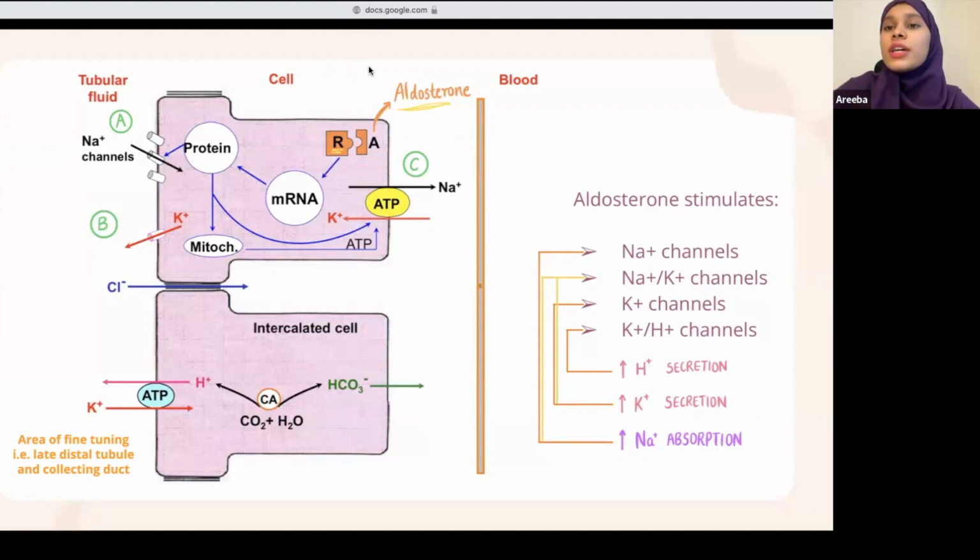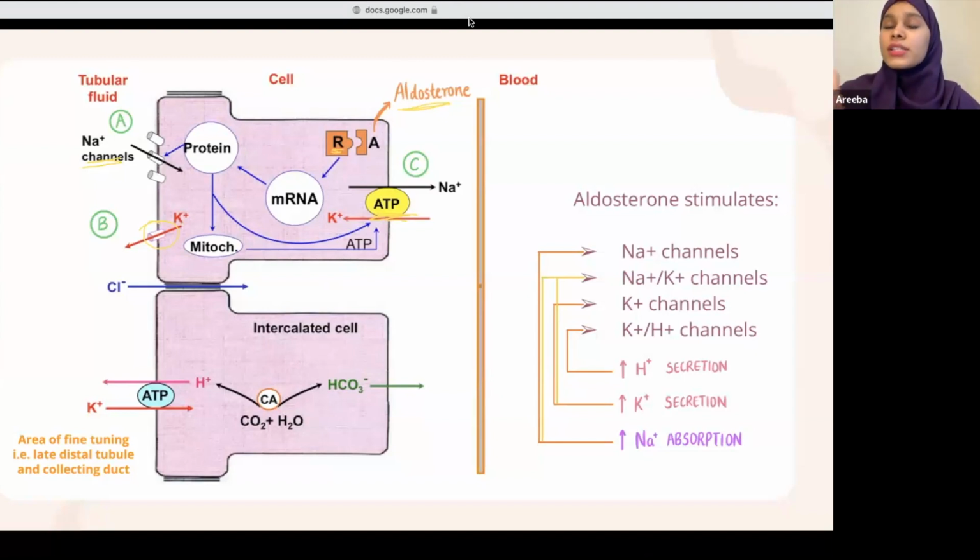Another thing it's going to do is enhance synthesis of the sodium potassium pump. So you're going to have more sodium channels and more sodium potassium pumps. So that's A and C. It doesn't do anything to the potassium channels. It's not synthesizing the potassium channels. However, because we're going to have more action of the sodium channels and the sodium potassium pump, you're going to enhance the actions of the potassium channel as well. And as you can see, it has nothing to do with the ADH receptor, okay? That's why it was A, B, and C.